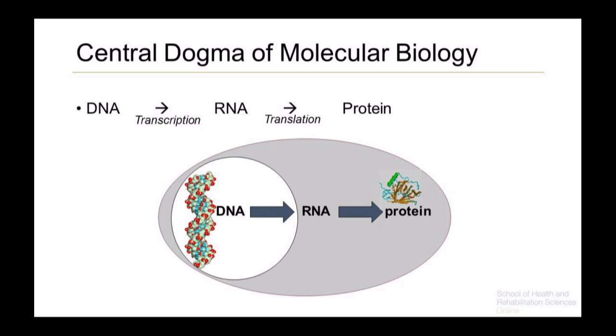What we just described in the previous page is the central dogma of molecular biology. That is, DNA is transcribed into RNA, and RNA is translated into a protein.